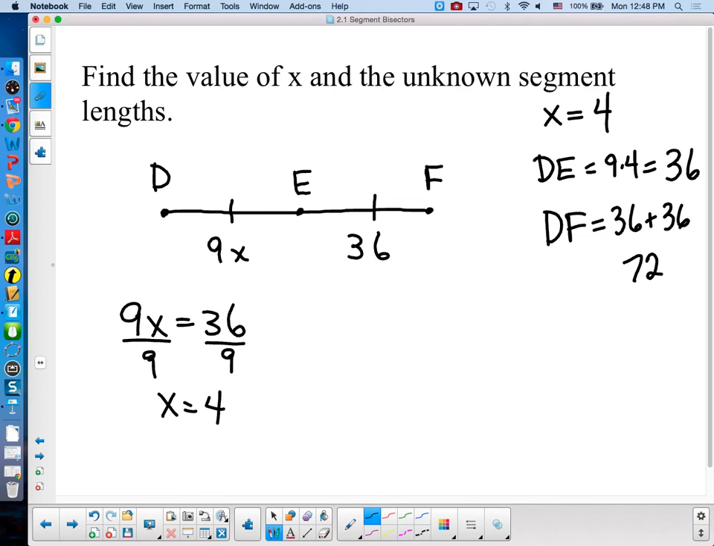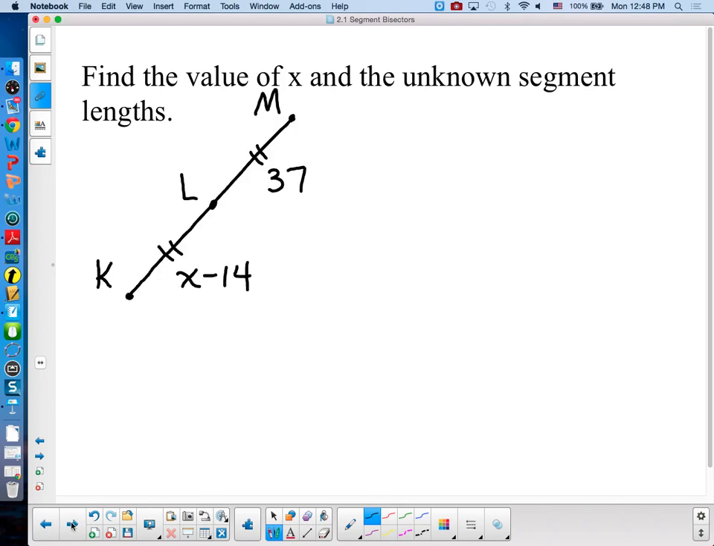All right, question on that one. Morgan, make sense why we set those equal? Okay. Want each of you to work on this one. Find the value of x and the unknown segment length.